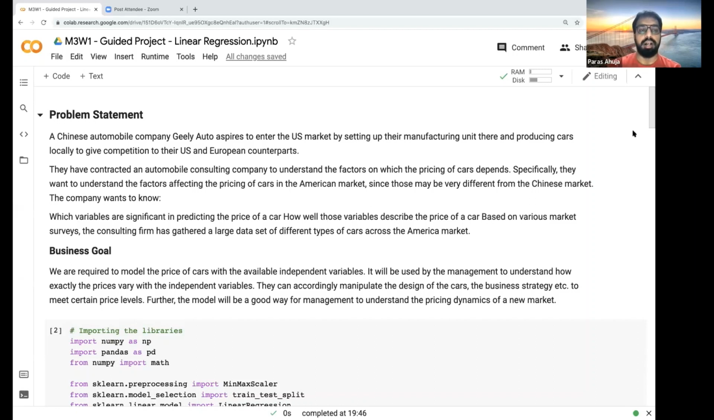There is a Chinese automobile company, Geely, that aspires to enter the US market by setting up their manufacturing unit there and producing cars locally to give competition to their US and European counterparts. So this Chinese automobile company is venturing to start a car manufacturing unit in the US, but the car and its pricing depend from area to area, from state to state, from country to country. And Geely doesn't have any exposure so far to the US market. So what they're trying to understand is how the pricing of cars works in the US.